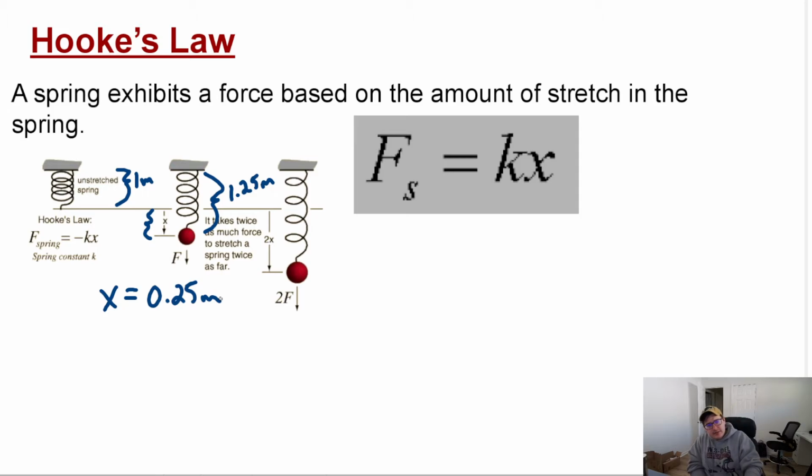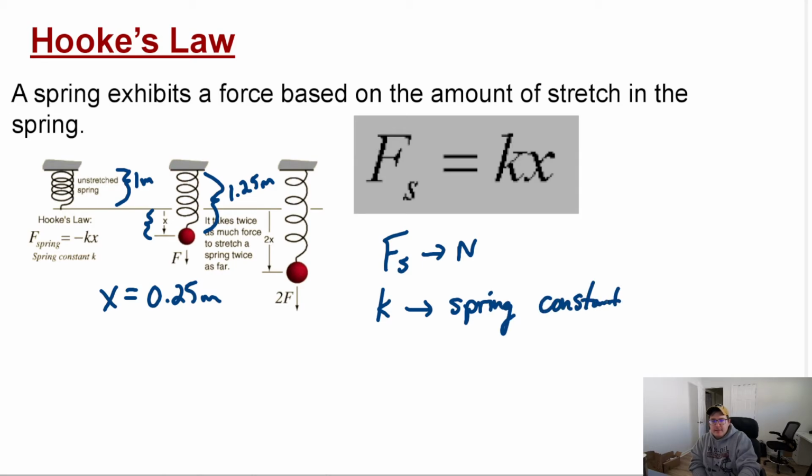Okay? The only thing kind of different is, well, force of a spring, we'll measure all forces in newtons. K is a new thing. We're going to call that our spring constant. It is an ideal strength of the spring, and that's going to be in newtons per meter. And then x, which is distance, is still going to be in meters.